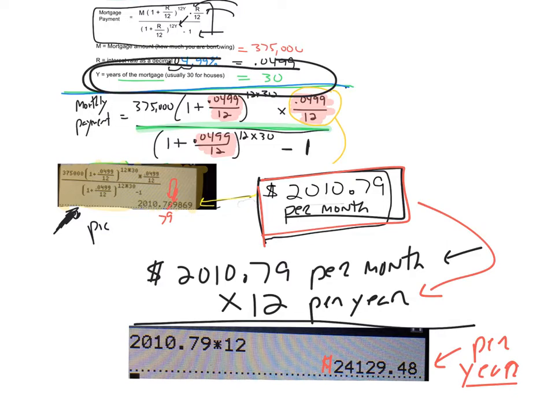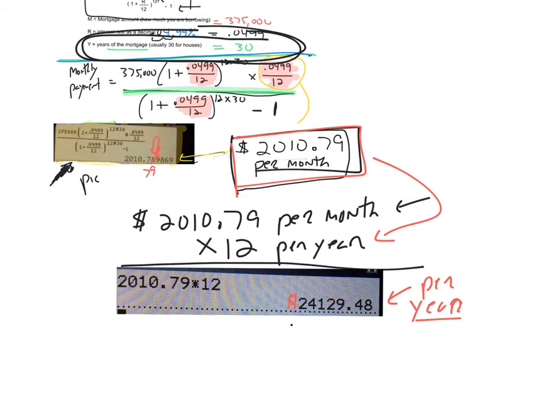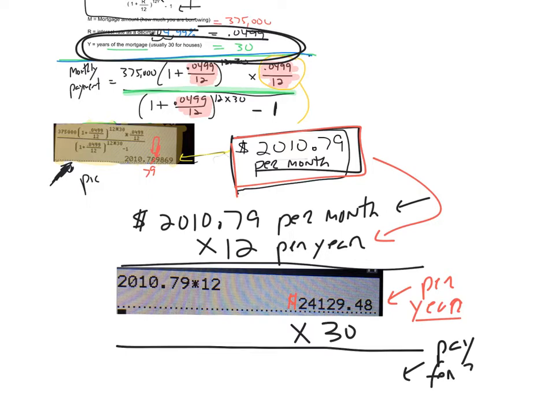But the mortgage is running for 30 years. So now we're going to take that value, $24,129.48, and we're going to multiply it by 30, because this is going to be how much you pay for 30 years for your mortgage. So take that previous answer, multiply it by 30. So over the 30 years, you're going to be paying this much for your mortgage.